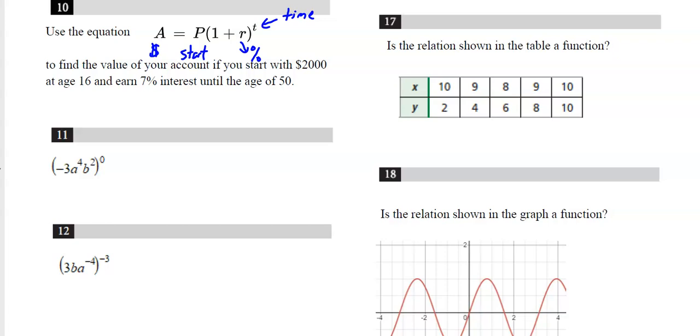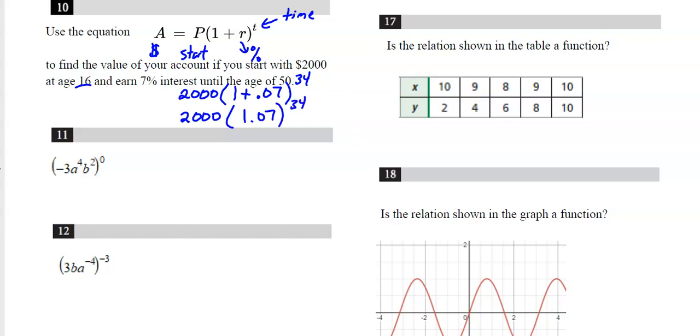We start with $2,000. And 1 would just get me my $2,000 back, but I'm going to actually earn some money. So we're going to add 7%, which is 0.07. And my time, I'm going from 16 years old to 50, so I'm doing that for 34 years. So I just put the money in, leave it alone. Order of operations says you have to do parentheses first. So 2,000 times 1.07 raised to the 34th power.